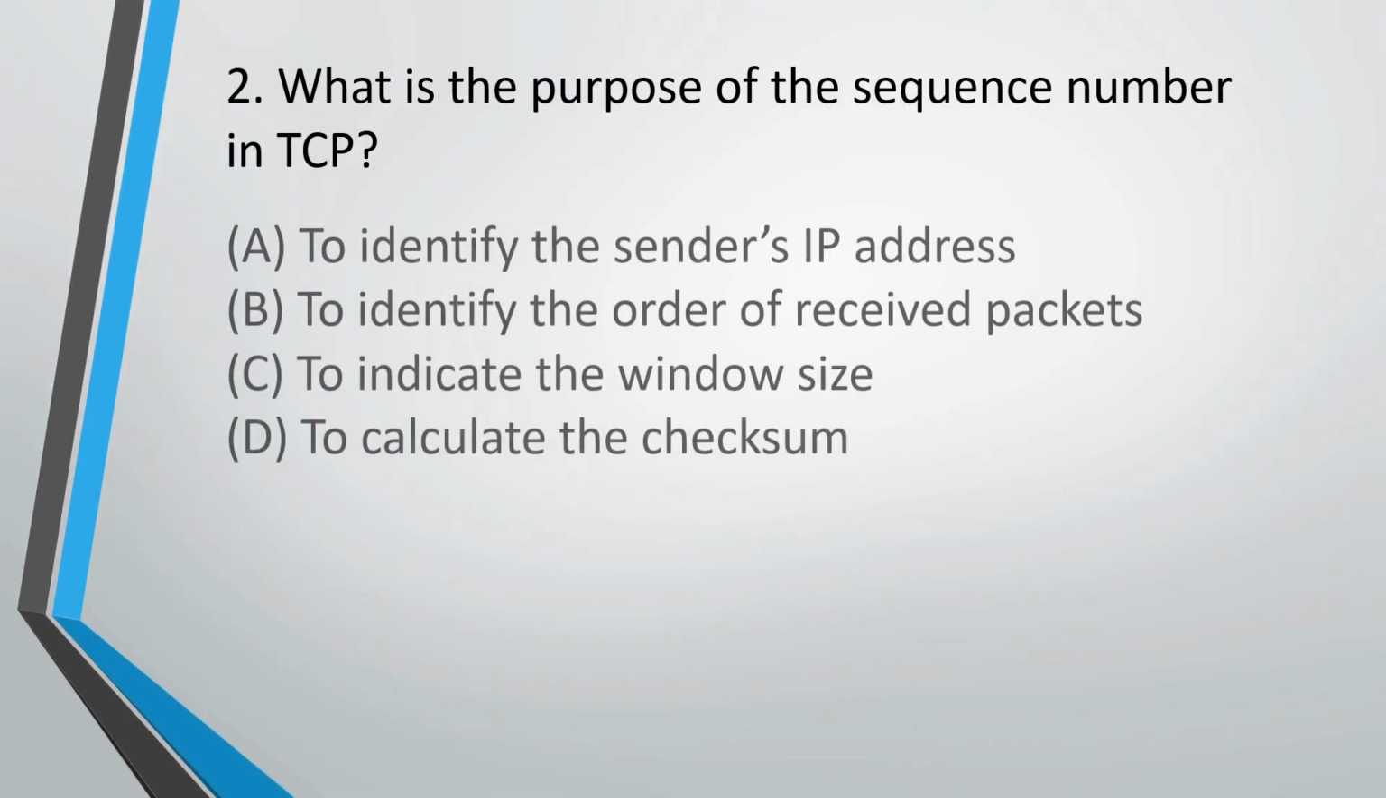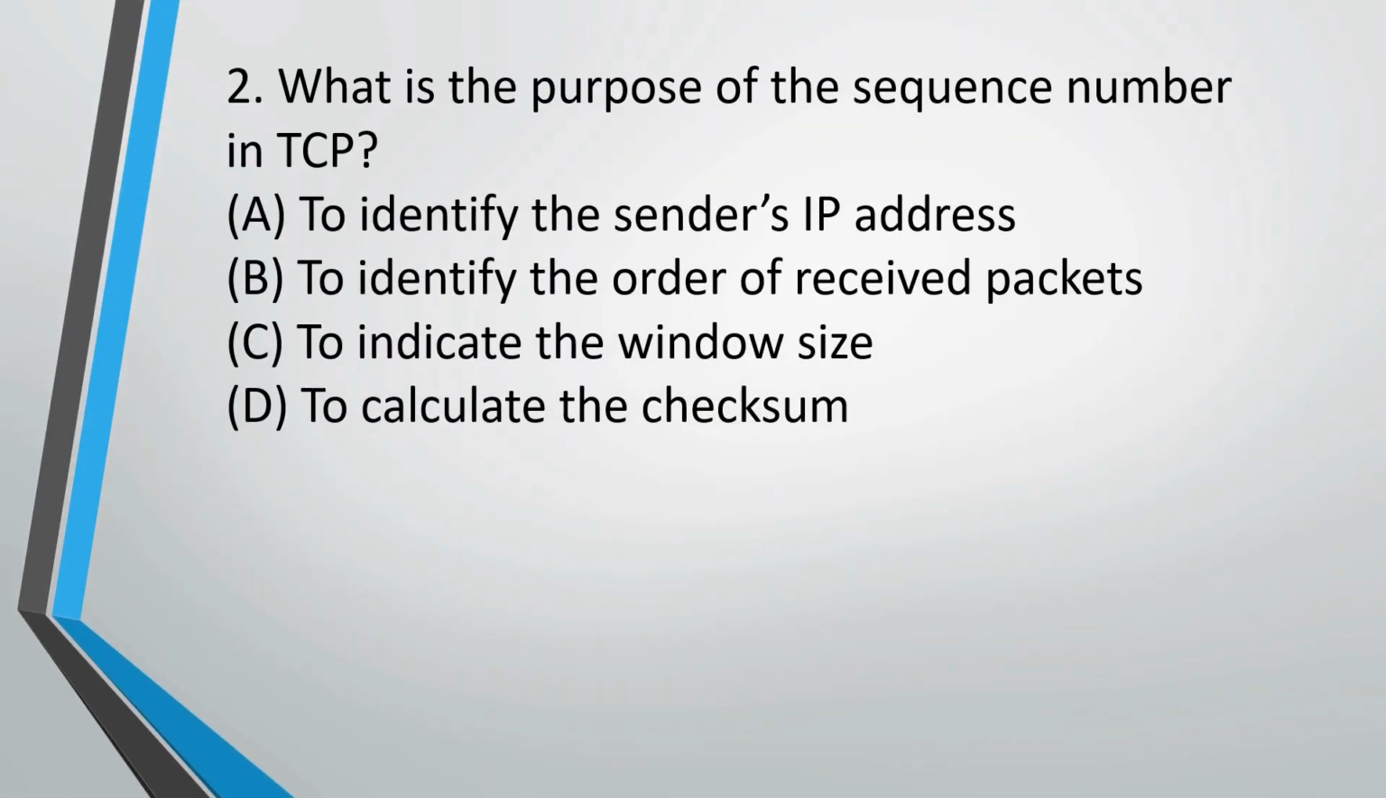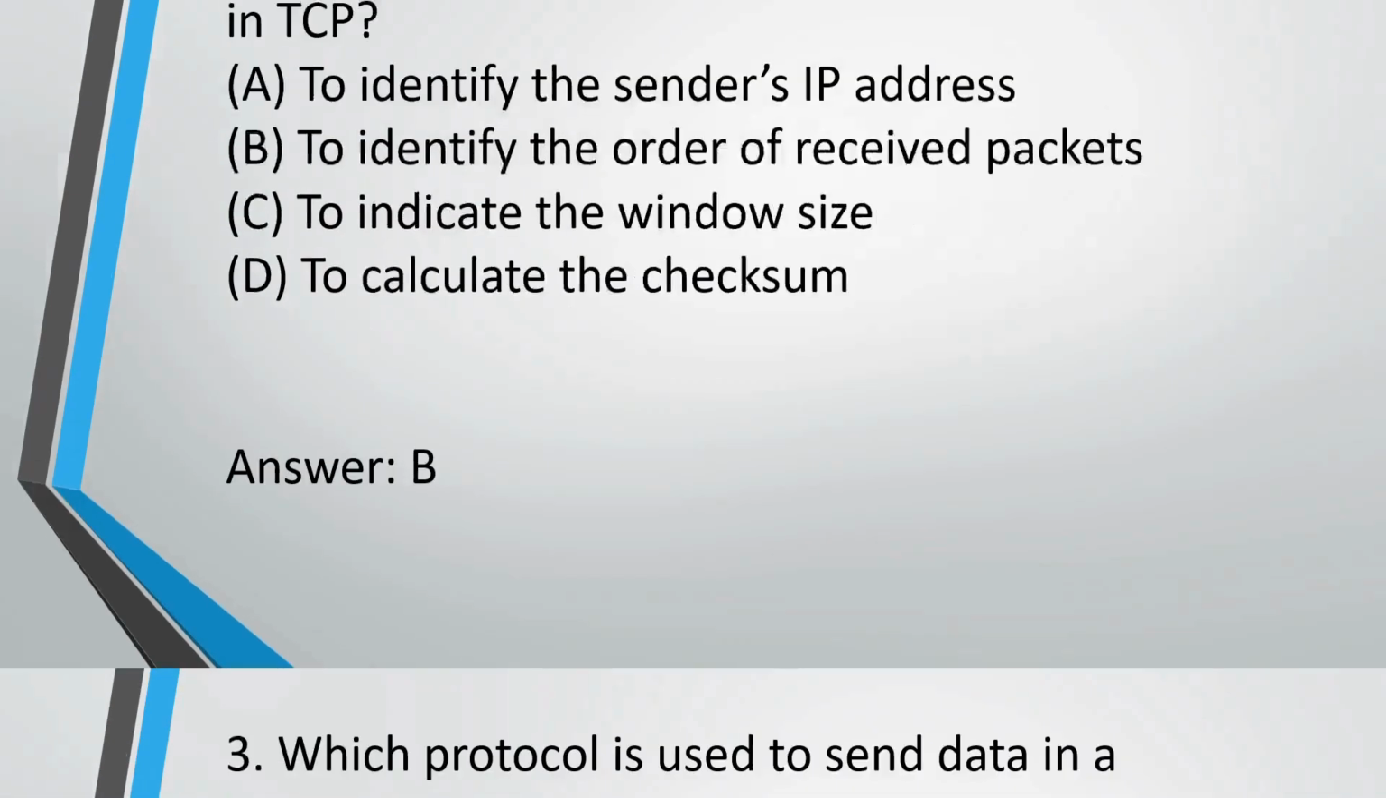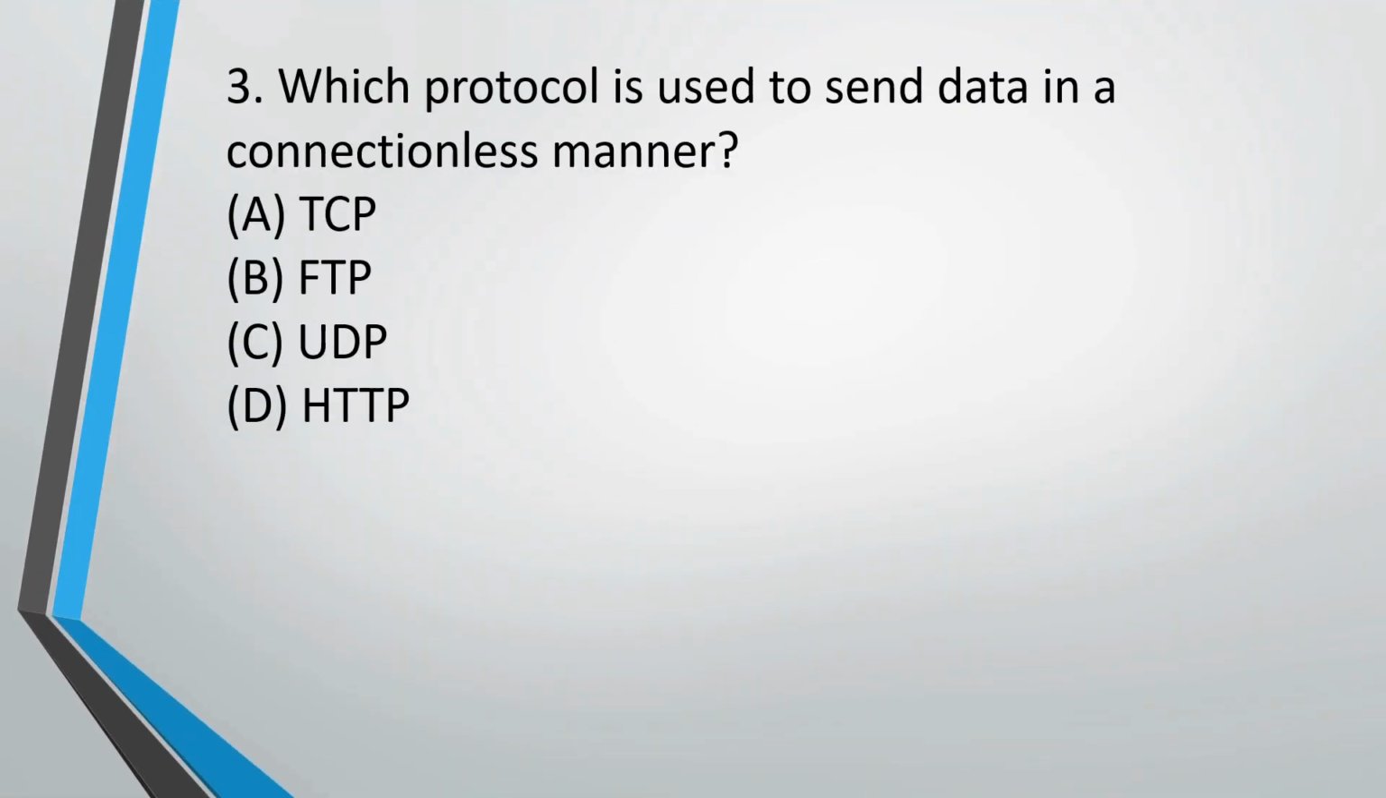And the next is: what is the purpose of sequence number in TCP? To identify the sender's IP address, to identify the order of received packets, to indicate the window size, to calculate the checksum. And the correct option is to identify the order of received packets. And the next is: which protocol is used to send data in a connectionless manner? First one, TCP, FTP, UDP, HTTP, and the correct option is UDP.